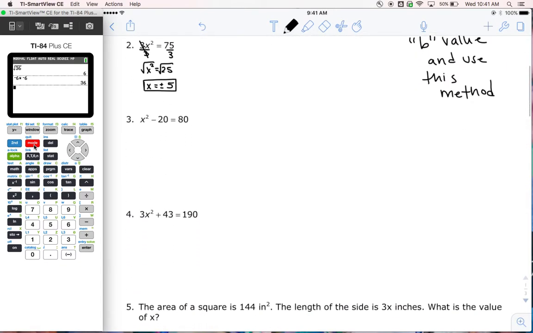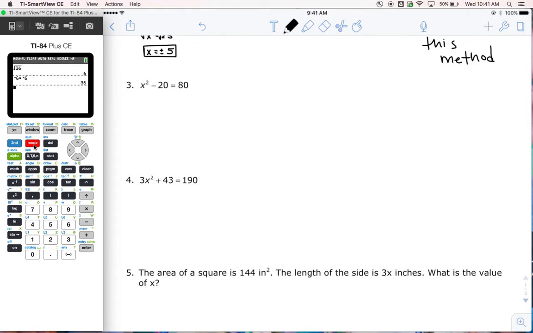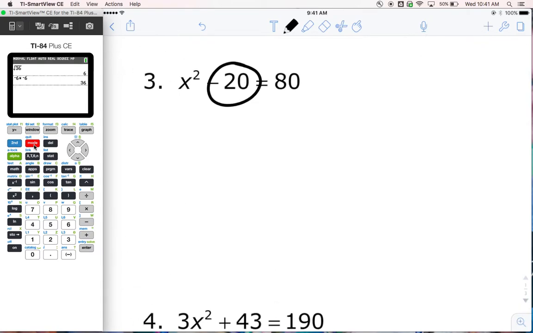Let's take a look at problem number 3. We have x squared minus 20, so in this case, it's the minus 20 that needs to go away.